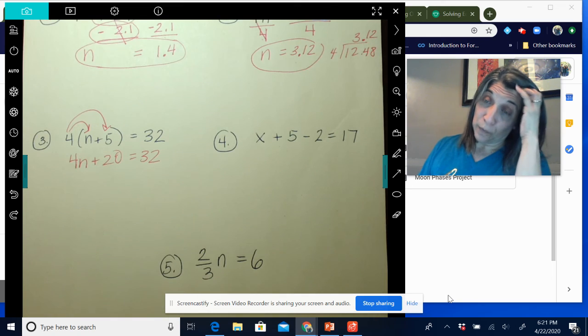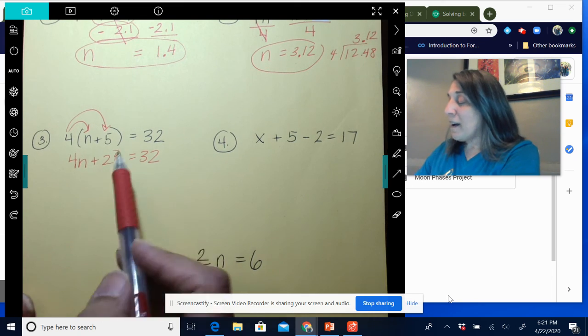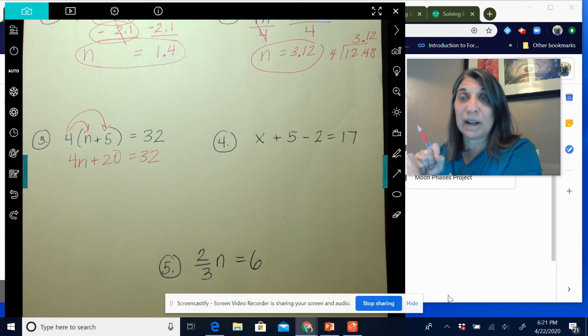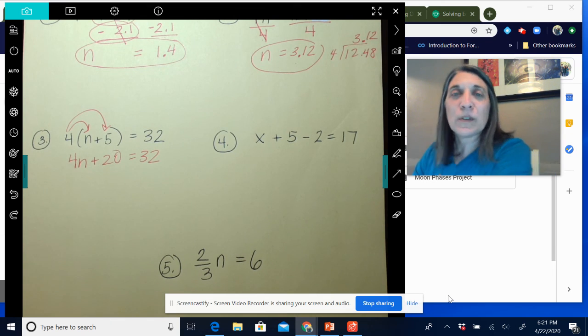Okay, this is like a 3 or 4 step equation, guys. This is where algebra gets fun. So now I still need to get n by itself. The goal is still always to isolate the variable. Isolate the variable. Okay, we're all really good at isolation now, so maybe this will stick.